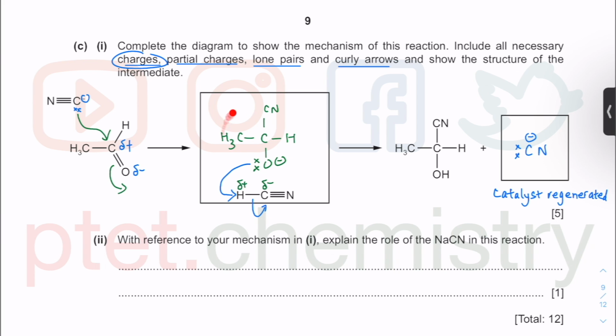Now, this thing is called an oxy-anion intermediate. So it's not your usual carbocation intermediate. This is one mechanism in which you have the negative charge on the oxygen there.